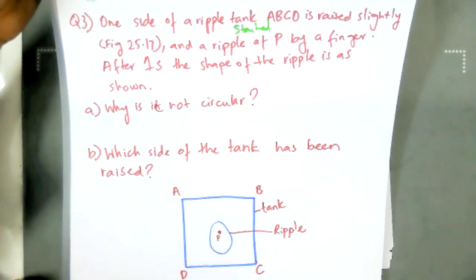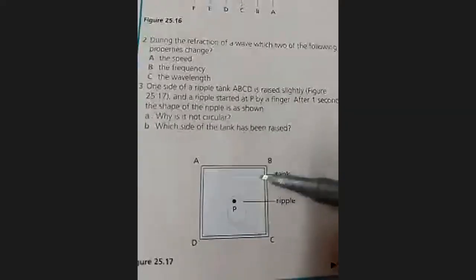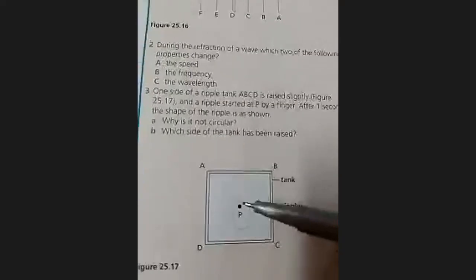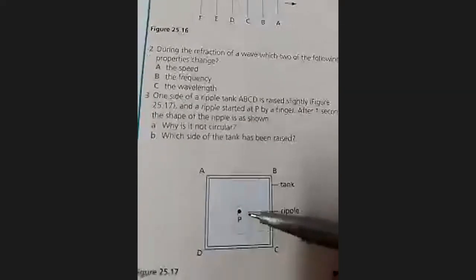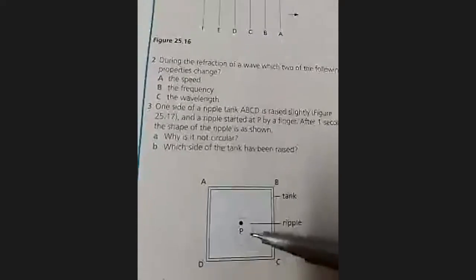So you can see that the wave has traveled farther on this side. This was the side which was lying on the ground. This is the other side which was raised. Because this was deeper, the wave traveled faster on the deeper side.